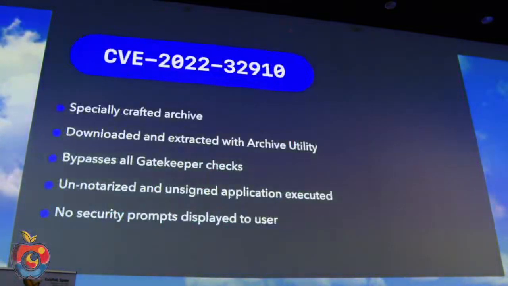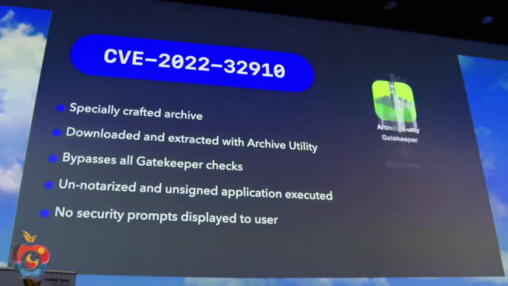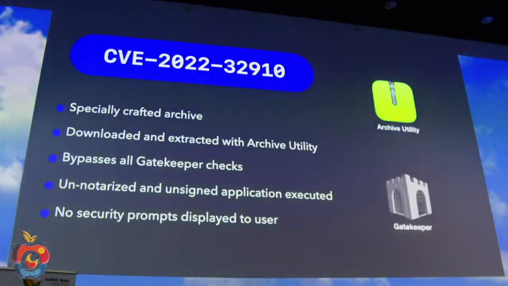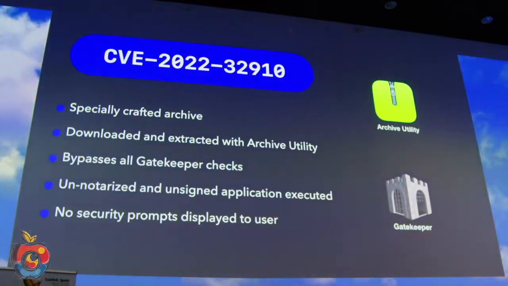Awesome. Thank you, Jaron. I'm excited to share a new vulnerability that we discovered recently, allowing us to bypass Gatekeeper via the Archive Utility application on macOS. We reported our findings to Apple, and they credited us with this new CVE. When downloading a specially crafted archive and extracting it with Archive Utility, we were able to bypass all of Gatekeeper's checks, and this resulted in an unnotarized and unsigned application being executed with no security prompts displayed to the user whatsoever. So pretty interesting.